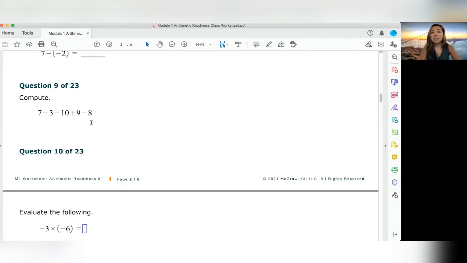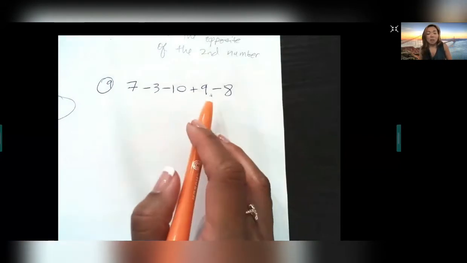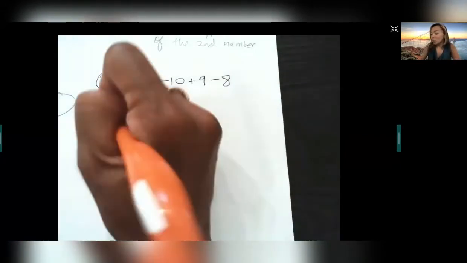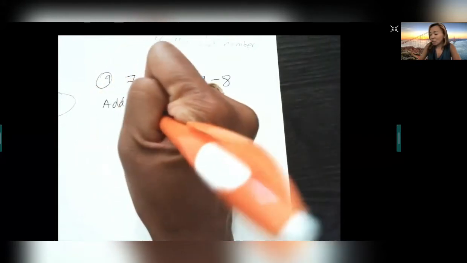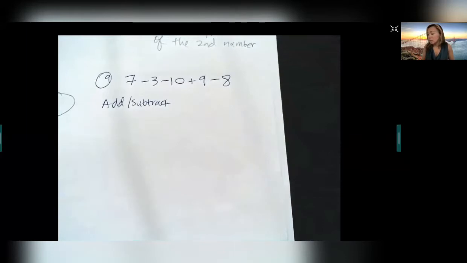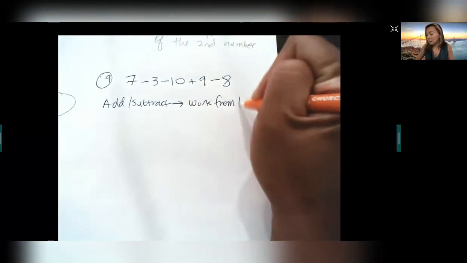Now we take a look at number 9. Here we have adding and subtraction all mixed in together. So how do we do a problem like that? What we're going to do is work on this problem left to right. So when you're dealing with adding or subtraction in a problem, you're going to move from left to right. So work from left to right.